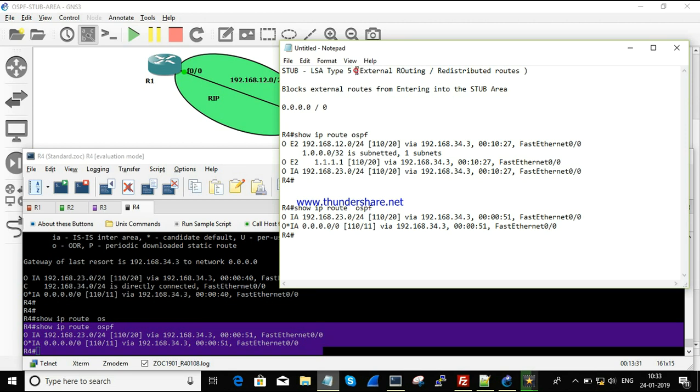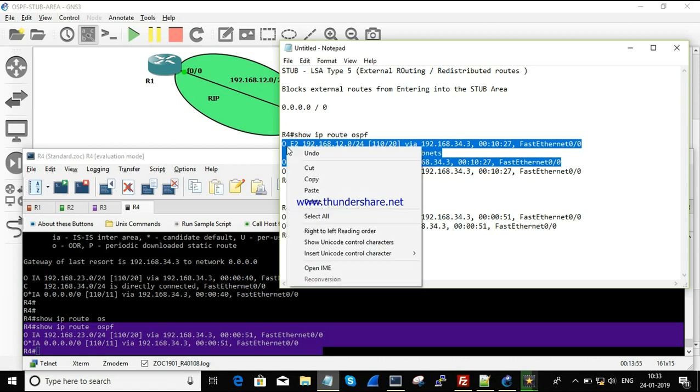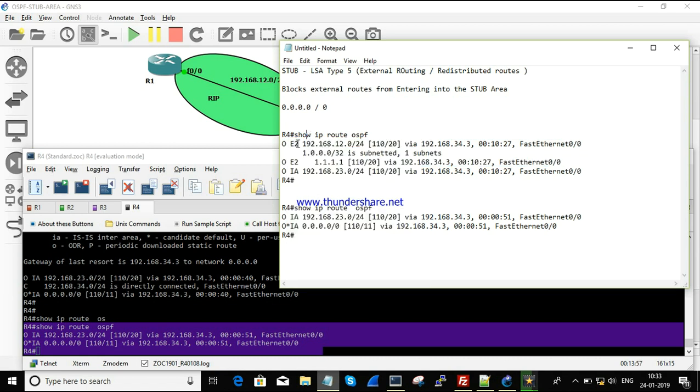What does a stub mean? As I indicated earlier, it blocks external routing information. External routes and redistributed routes will be blocked from entering into the stub area. If you configure a particular area to be a stub, this is what will happen. It blocks the external routes. So if we see here, there are two external routes: one is 192.168.12.0 and the other is 1.1.1.1.